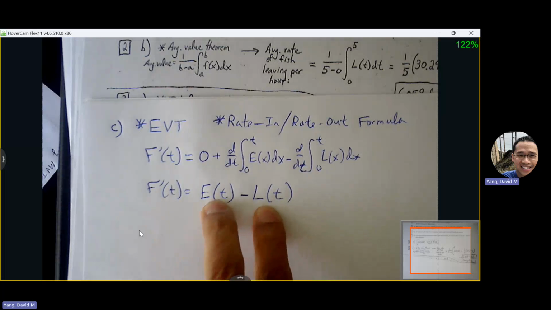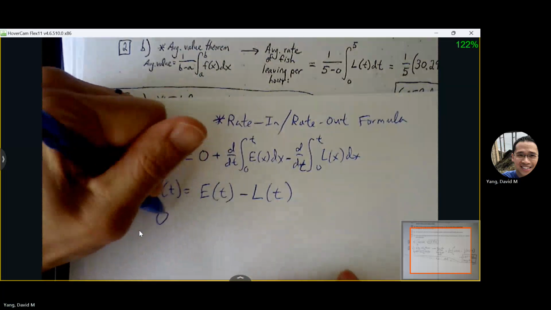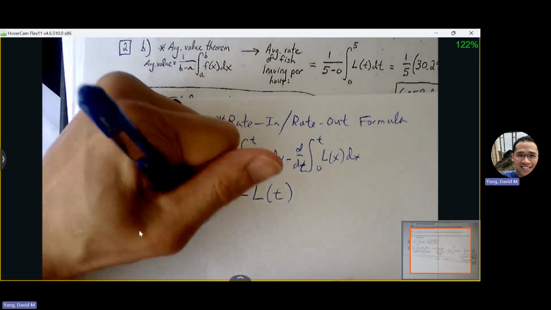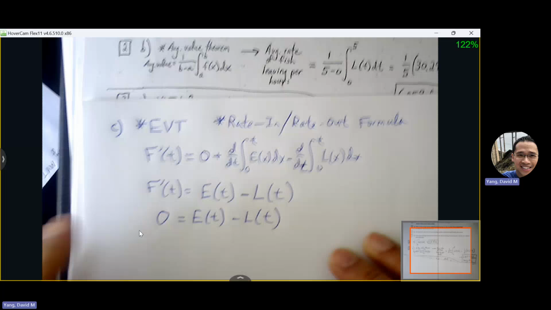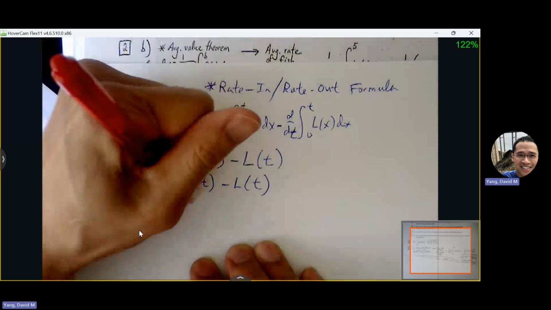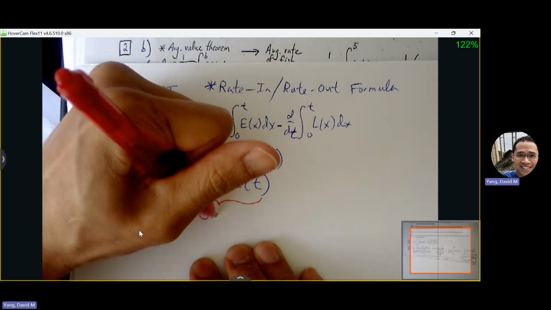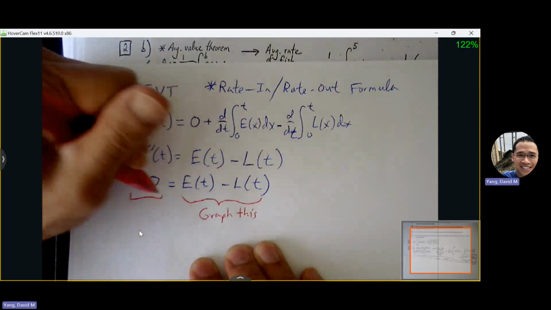And now to find the critical point, just set f prime equal to what? 0. So this is a calculator question. What you can expect is they're going to ask you to find that critical point using your calculator. So the strategy here is you want to graph this and then look for the x-intercept.